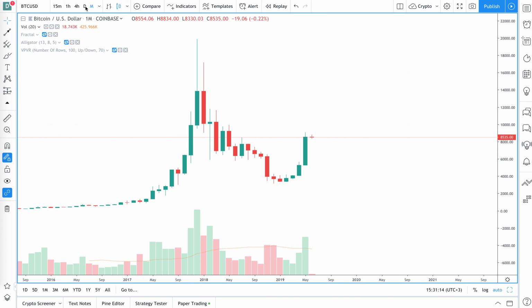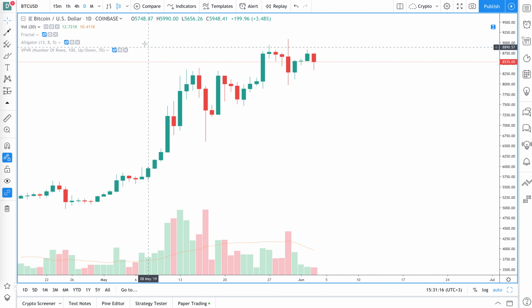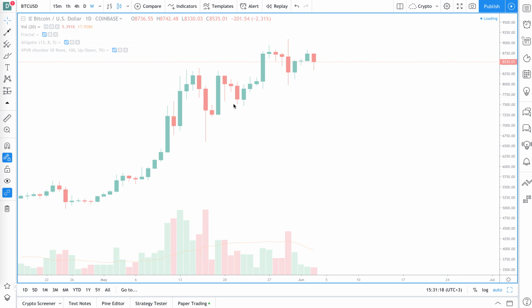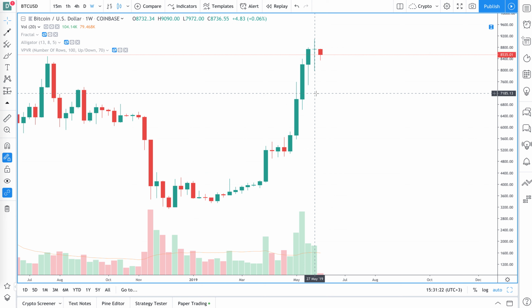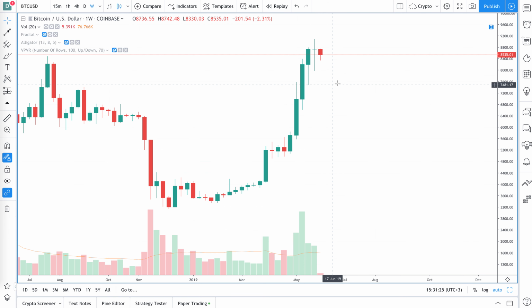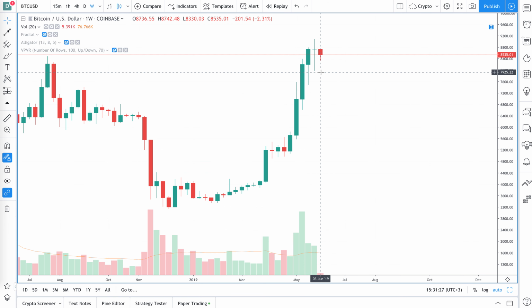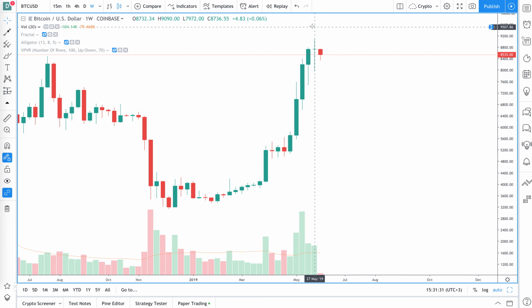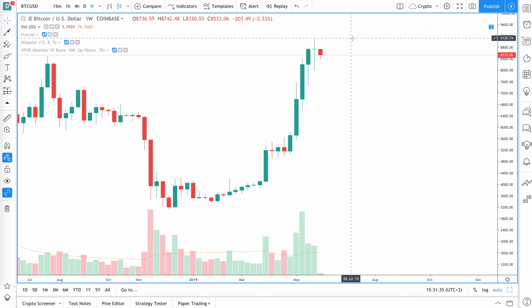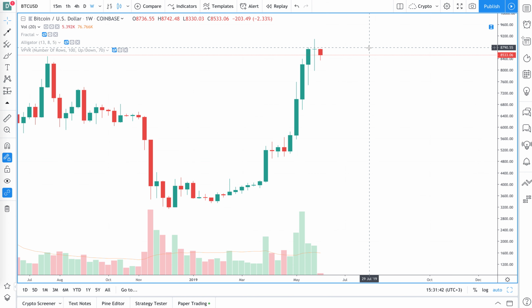So we'll go now to the weekly chart, sorry, where we can see that the previous week closed as a doji candlestick, and this is the potential candle which signals that there should be some reversal or at least correction to the previous upward trend.